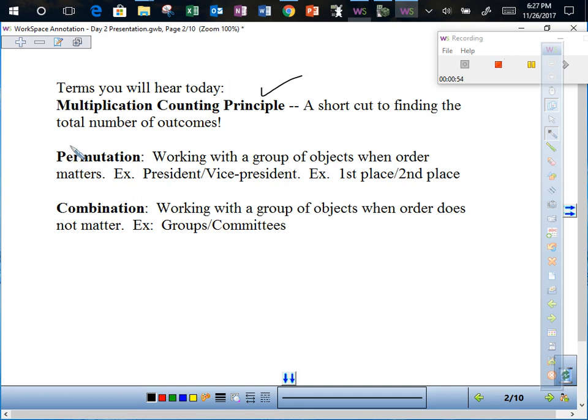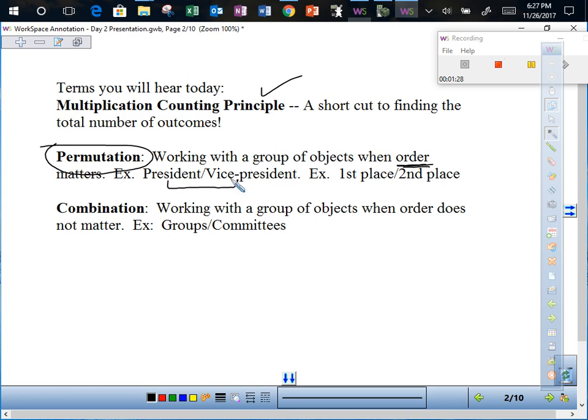You're also going to hear the word permutation today. What's meant by permutation is that you're working with a group of objects, but order matters. You're going to hear the word order a lot today. Here's what I mean by order. If you are with a group of friends and you're trying to pick a president and vice president, order matters, because President Trump, Vice President Pence is totally different than President Pence, Vice President Trump. So you can't flip the order around.